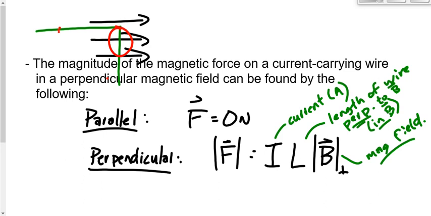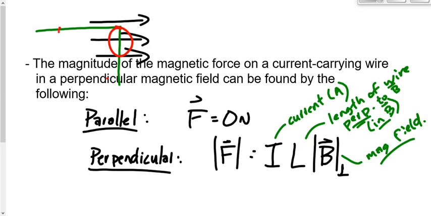What do you think that symbol means? A little upside down T. The real equation is I times L cross B, but we're simplifying it to make it I times L times B, but we've got to make sure that L and B are perpendicular to each other. So that little upside down T is just a reminder that this equation is valid if they're perpendicular to each other. Does that make sense?